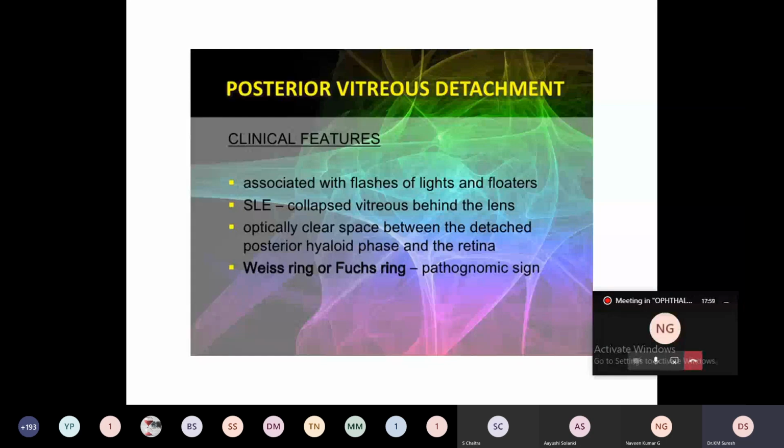Weiss ring or Fuchs ring is the name given to the pathognomonic sign as it gets detached from the optic disc. Near the place where it gets attached to the optic disc, there is a kind of a ring by the name Weiss ring that can be visualized through the slit lamp biomicroscopy when there is posterior vitreous detachment. So presence of Weiss ring or Fuchs ring is pathognomonic sign of posterior vitreous detachment.